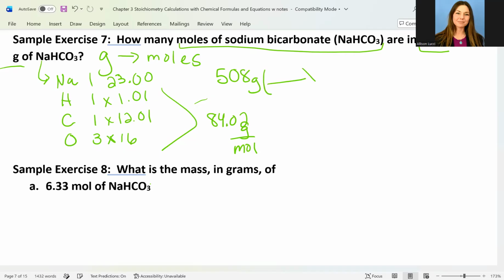We will multiply by the conversion factor. So for every 1 mole, I have 84.02 grams. And I set it up this way utilizing the conversion factor, so they will cancel out the unit of grams, and I'll be left with blank moles here. So I have 508 divided by 84.02, and I see that I have about 6.05 moles of NaHCO3.